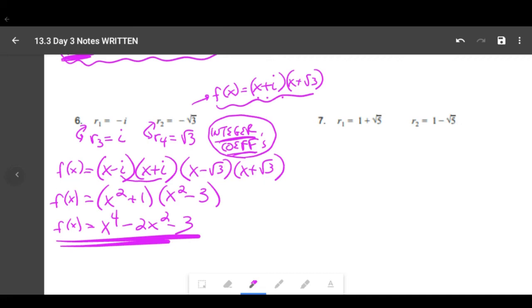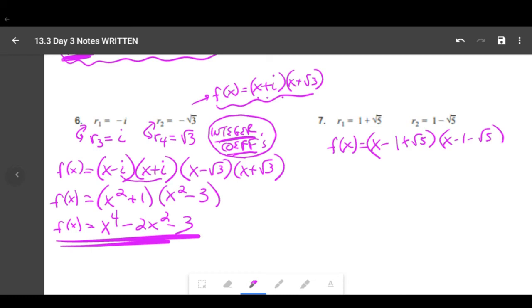Now, if you look at number 7, you can do it a couple of ways. One way you can do this is if you take f of x equals x minus 1 plus square root of 5, and then you take x minus 1 minus square root of 5. The tricky thing here is you've got to do all the multiplication. So you're going to end up getting 9 terms here, right? 3 times 3, so you got 9 terms. To me, that's not worth all the time in doing that.